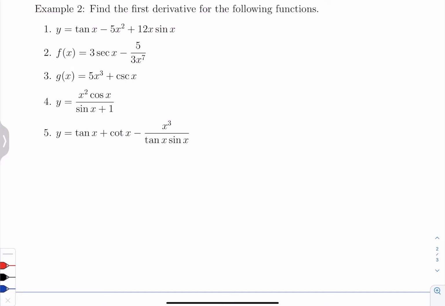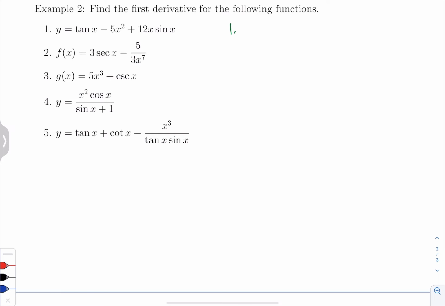All right, in this video, I'm going to continue on from what we just did, which was finding the derivatives of the 6 trig functions, and now we're going to use those in these examples. So the first example, we have y equals tangent of x minus 5x squared plus 12x sine of x.